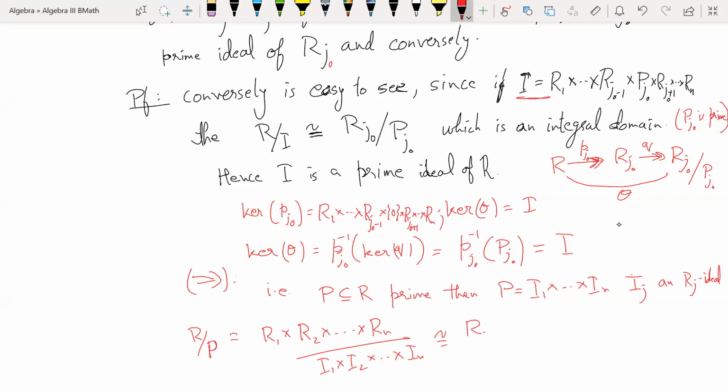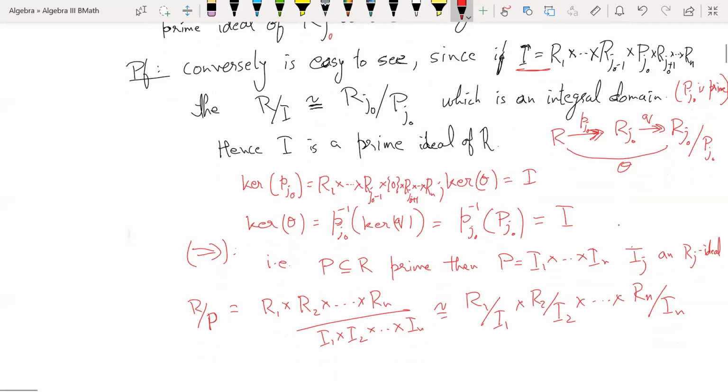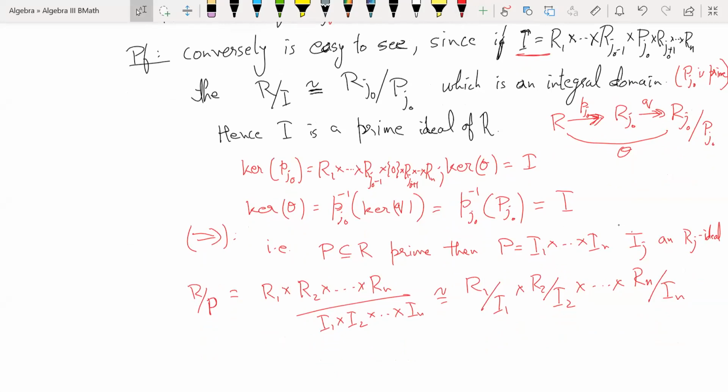So we know that R mod P is this, and this is isomorphic to, maybe you have seen it in groups, R1 mod I1 plus R2 mod I2 plus Rn mod In. So if the subgroup is of this form, then this is what you get when you take the quotient. Okay. So if you're not sure about these results from group theory, the way to do it is to give a map from R to these quotients.